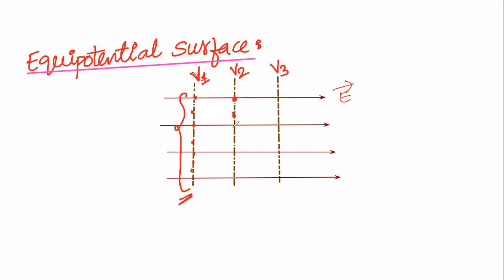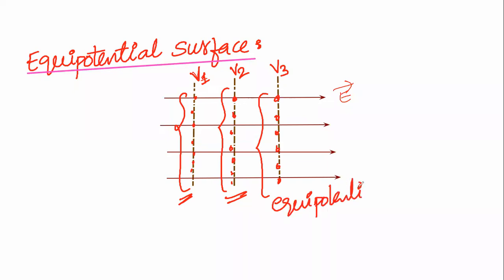On all the points which are there, the potential will be the same. This is also called an equipotential surface. On this line also, each and every point is at the same potential. This is also called the equipotential surface. Each and every point is at the same potential.